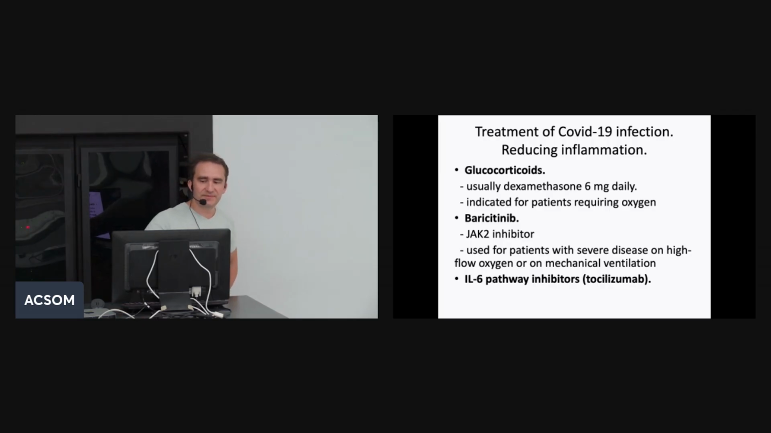Later, other medications to decrease inflammation were introduced. One of them is baricitinib, a JAK inhibitor. JAK is Janus kinase, an enzyme, and the inhibitors decrease inflammation. It's used for severe disease on high flow oxygen or mechanical ventilation. Then tocilizumab is another medication which was known from before. It's used in rheumatologic diseases like rheumatoid arthritis. It blocks the interleukin 6 pathway, and that's how it decreases the inflammation.